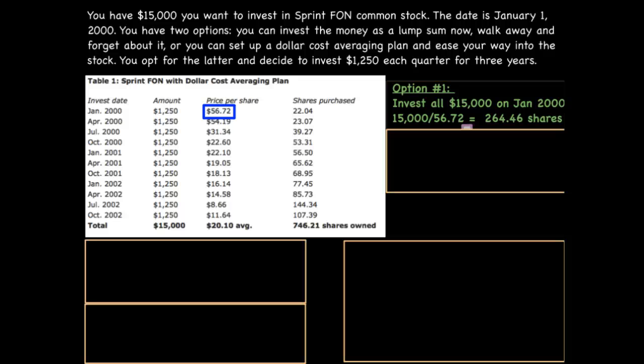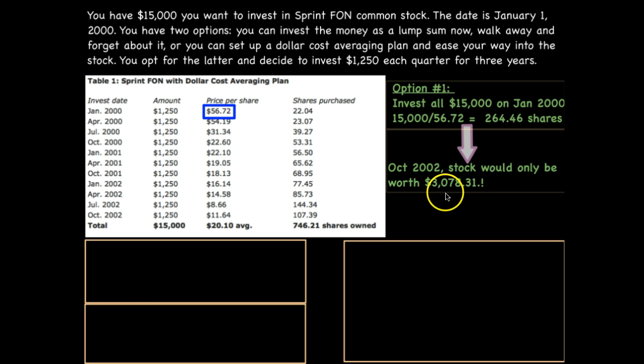If you walked away and forgot about it, what would be the value of your account in October of 2002? Well, it would only be worth $3,078.31. And the way we found that is we took the number of shares, 264.46, and we multiplied it by the price per share. So on that date, if you were to sell all your shares, what you would get would be $11.64 per share is all. That's what the stock would be worth on that date. So that's a considerable loss right here.